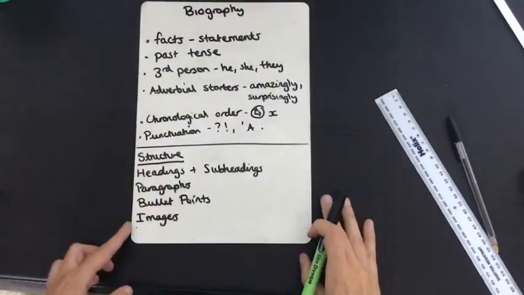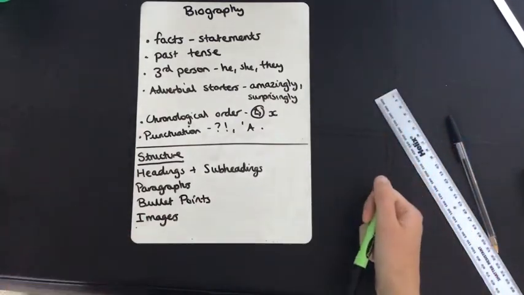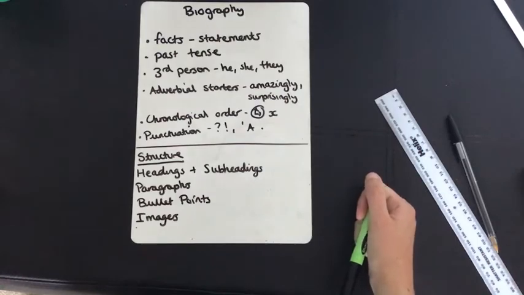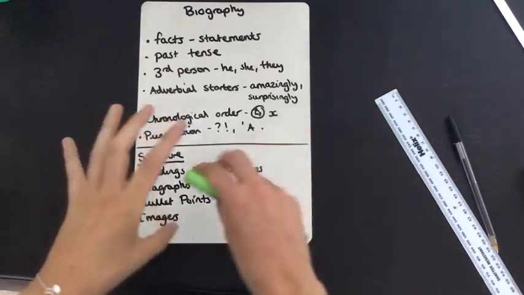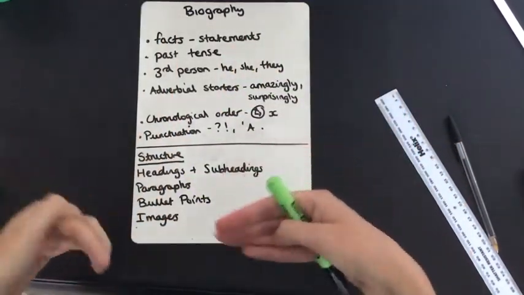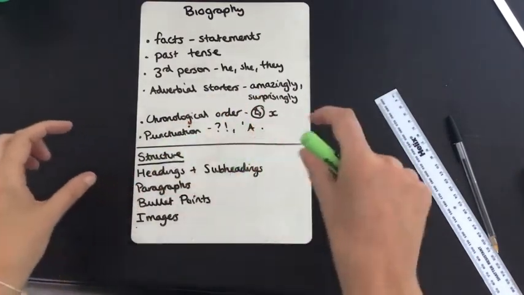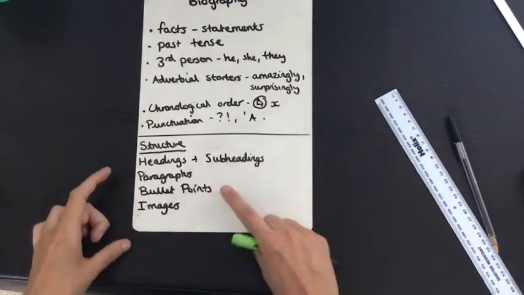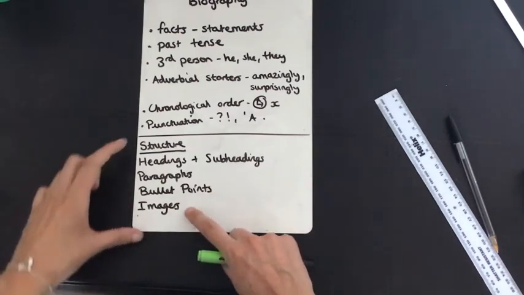So before we start putting our research into a biography, I thought we'd quickly run through a success criteria of what sort of things you expect to see or include when doing this style of writing. So first of all, the structure might be a little bit different. So how it looks on the page might be a bit different, but you'll see the same sort of common things appearing. So you'll see headings and subheadings, which separate your paragraphs into sections to make it easy for the reader to read. You'll see paragraphs. You might see bullet points or numbers for facts, and you might see images.